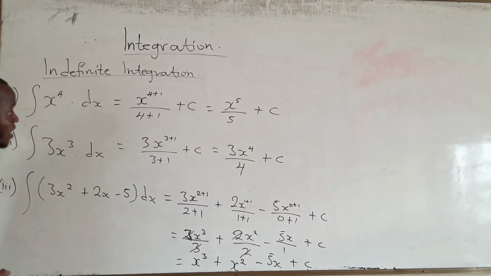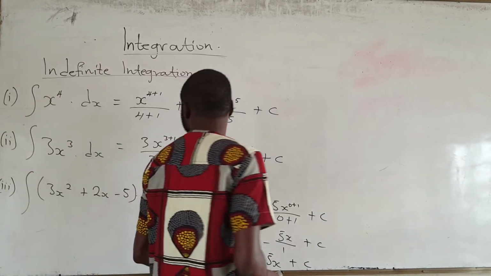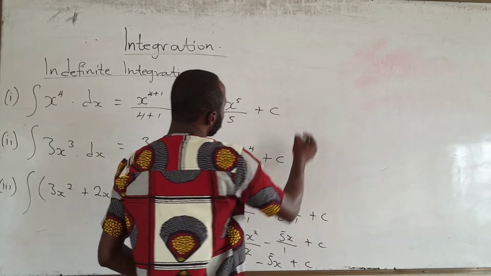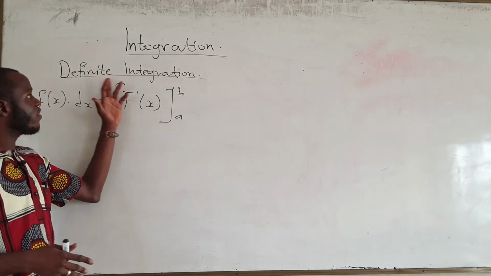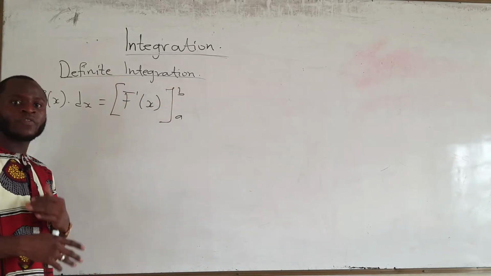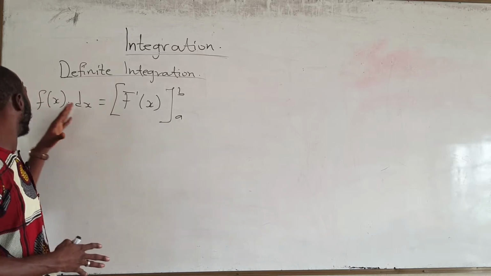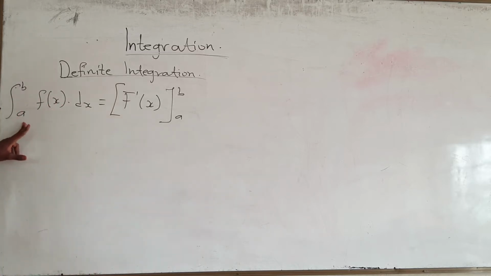So without wasting much time, we will also look at a few examples on the definite integral. Now we are moving on to definite integration. Okay, how to integrate when the limit of the integration is given to you, or the limit of the expression that you are dealing with is given to you in the question.